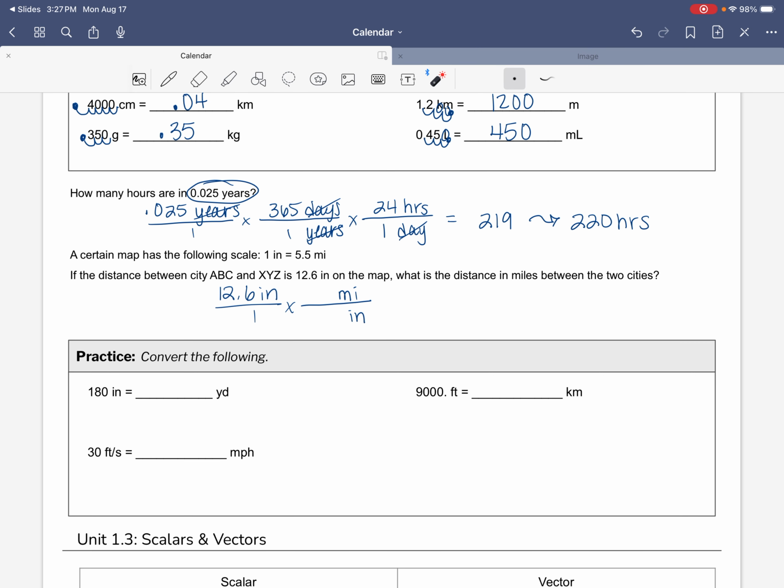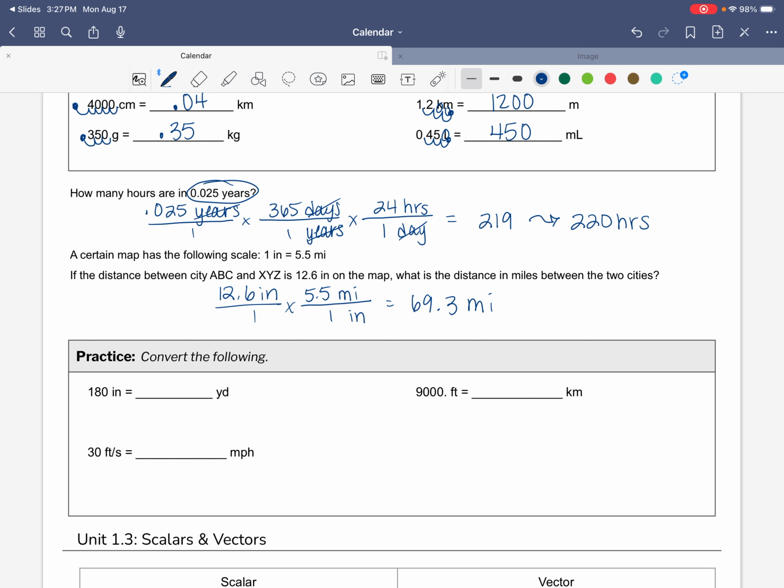So 1 inch is equal to 5.5 miles. You probably could have just thought this through in your head and realized I just need to multiply those two numbers and I can determine the miles, and that's fine. But I do always suggest setting up the ladder to ensure that you're doing the correct thing, that you're multiplying when you're supposed to multiply and dividing when you're supposed to divide. So in this case, I'm just going to be multiplying, and I got 69.3 miles.